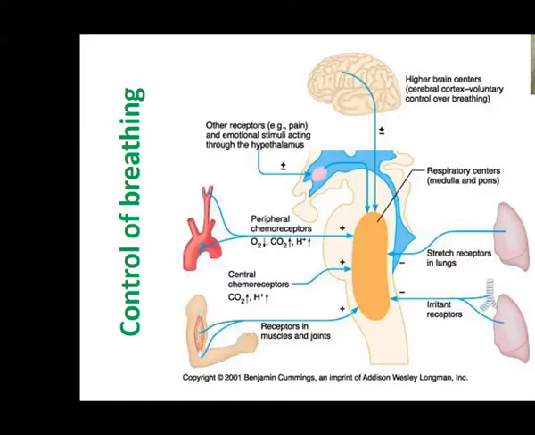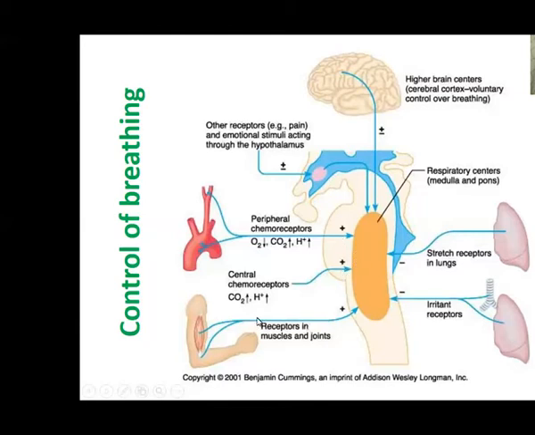Now, there are receptors near the bifurcation of the carotid and near the arch of the aorta, and these are called peripheral chemoreceptors. They are the ones responsible for the change. Similarly, if for any reason this nerve supply is damaged, there is a central one also. So if the CSF carbon dioxide increases or the pH changes, then the respiratory center gets stimulated.